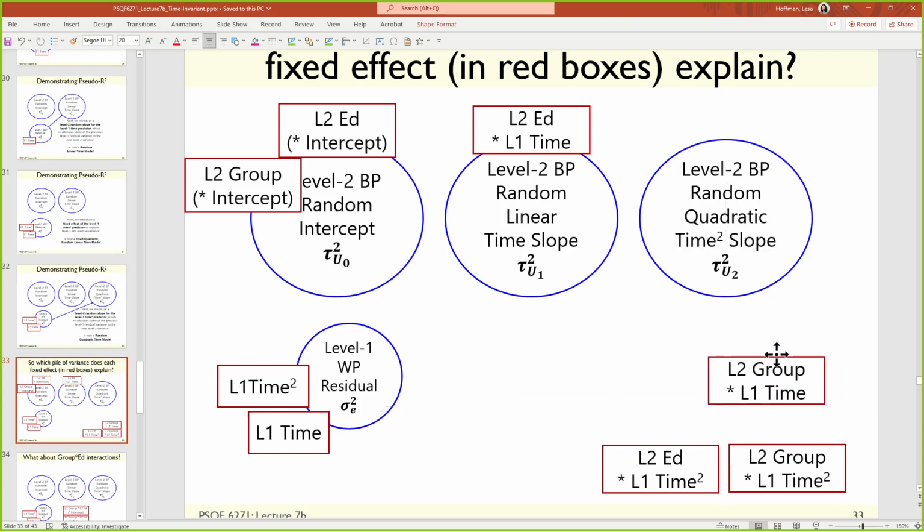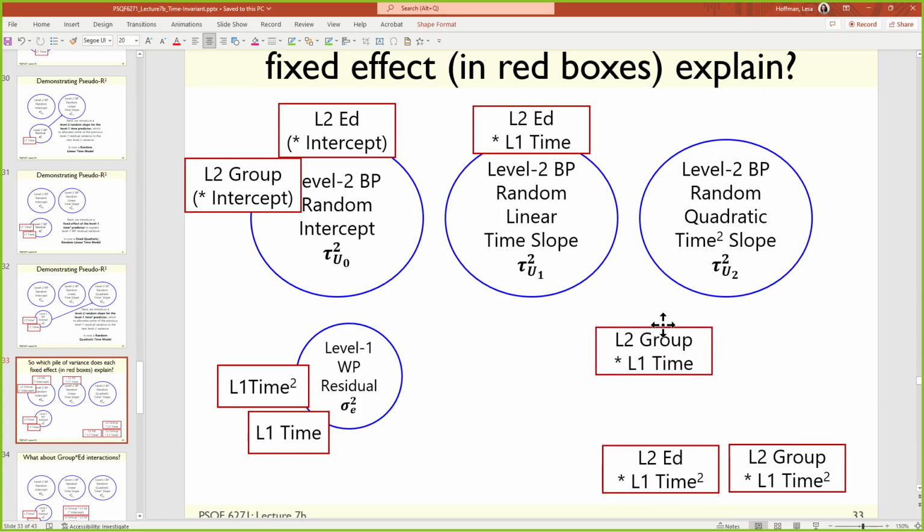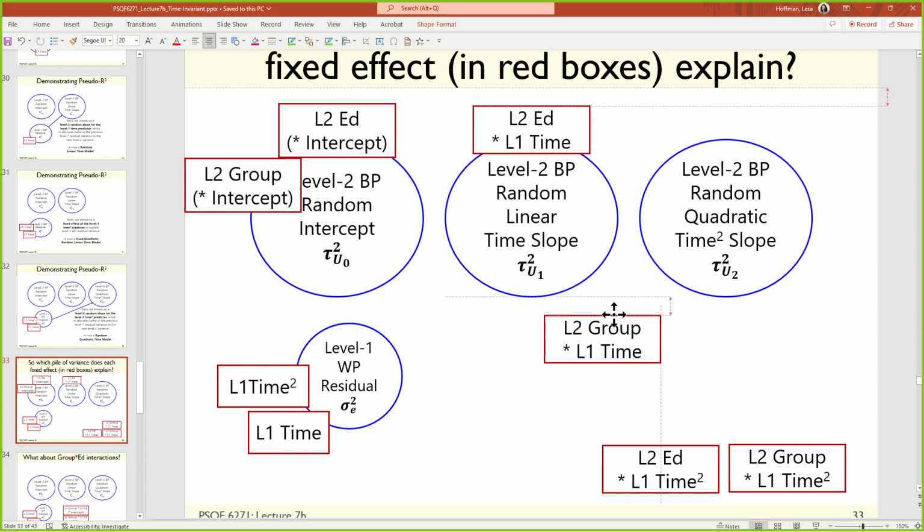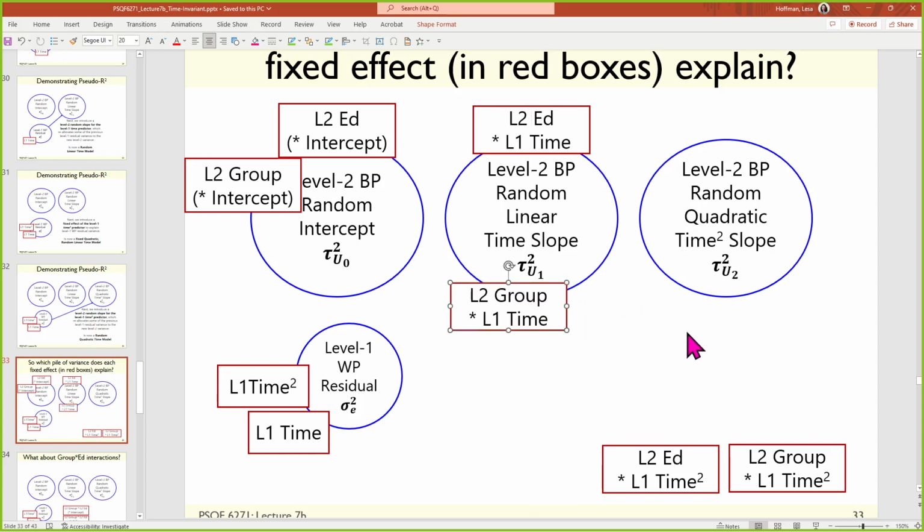All right, how about this one? Group by level 1 time. Zoomers, what do you think? What should I do with this? We got 1 vote for level 2 random linear time. Yes, indeed. For the same reason.